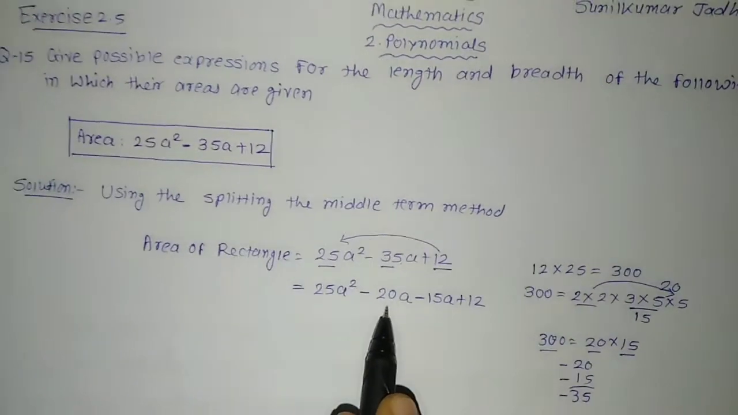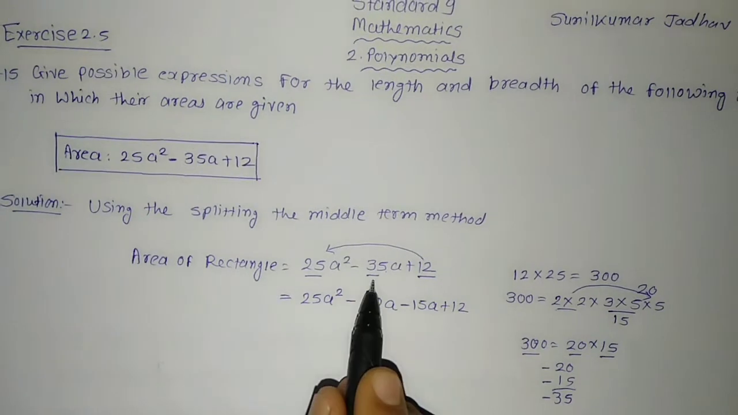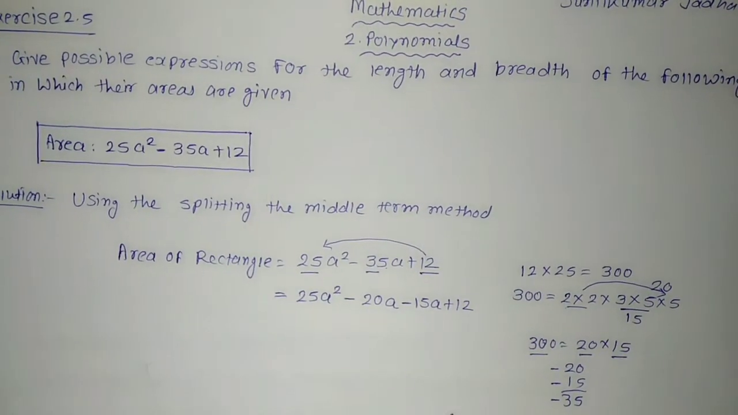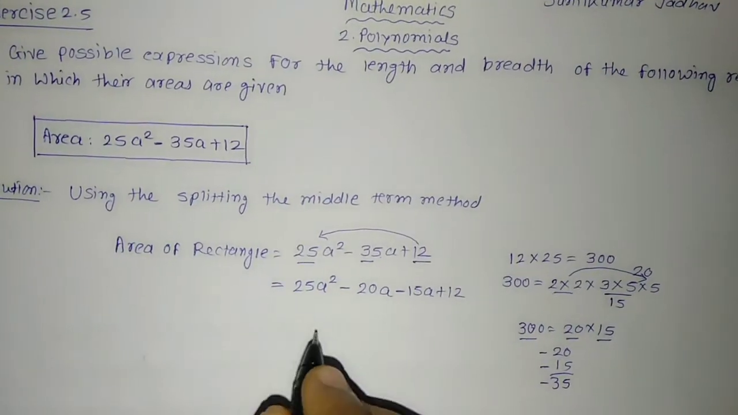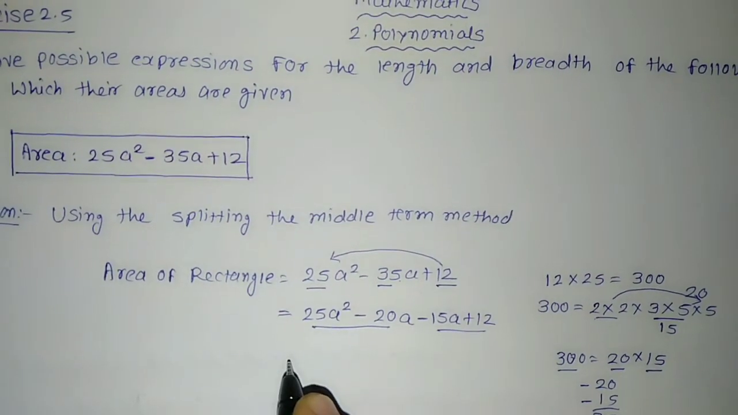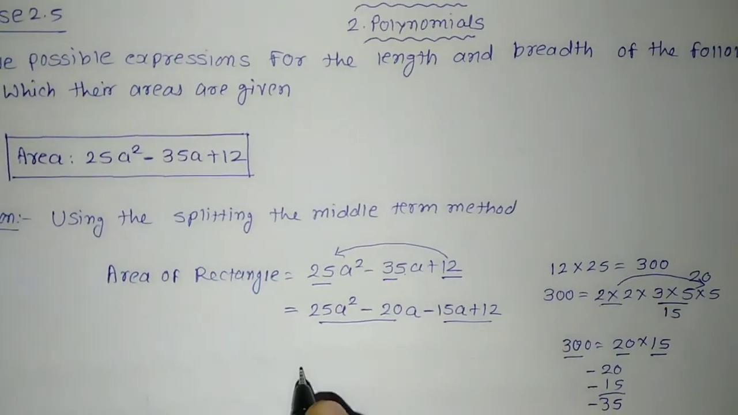So for these two factors, 20 into 15 is equal to 300 and 20 plus 15 is equal to 35, along with the minus sign. So this is how we have done these two factors. Now let us take something common from here. What should be the common? We'll split them and we'll try to get the common factors.